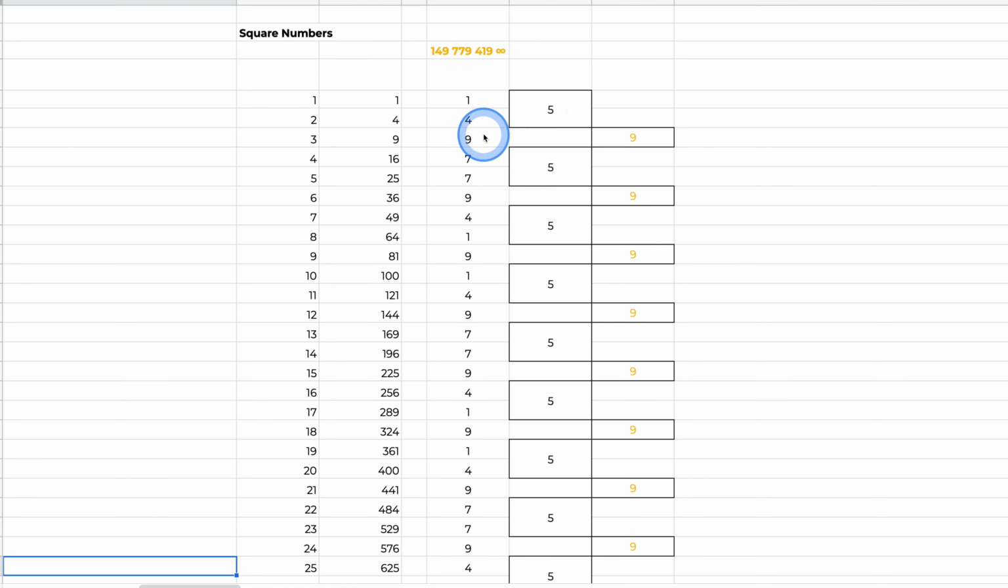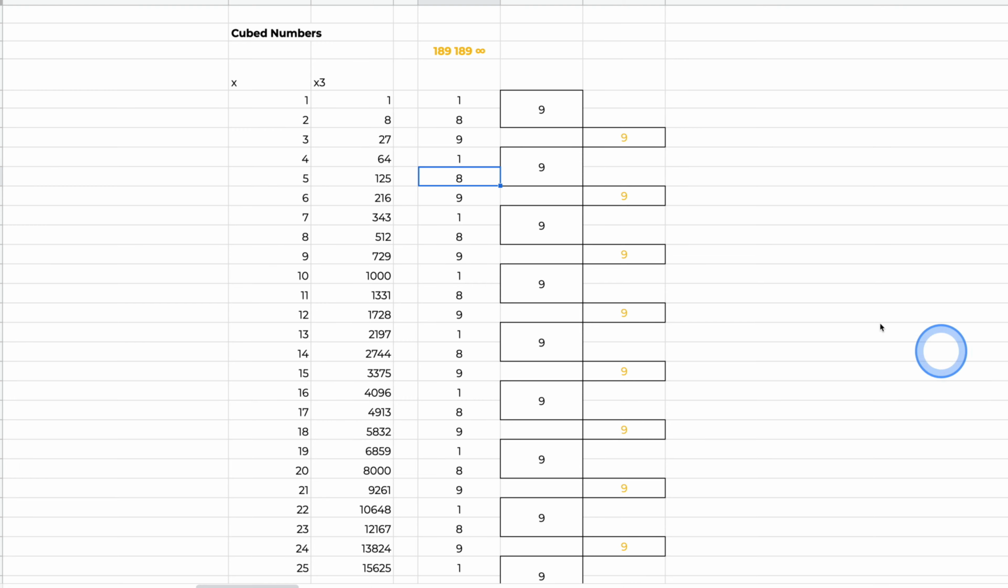1 plus 4 is 5, 9, 5, 9, 5, 9. So this pattern repeats to infinity. So the pattern is 1, 4, 9, 7, 7, 9, 4, 1, 9, and it goes to infinity. But when we break it down between the golden and the non-golden numbers, we get 5, 9, 5, 9, 5, 9, 5, 9. And of course, we've got cubed numbers.